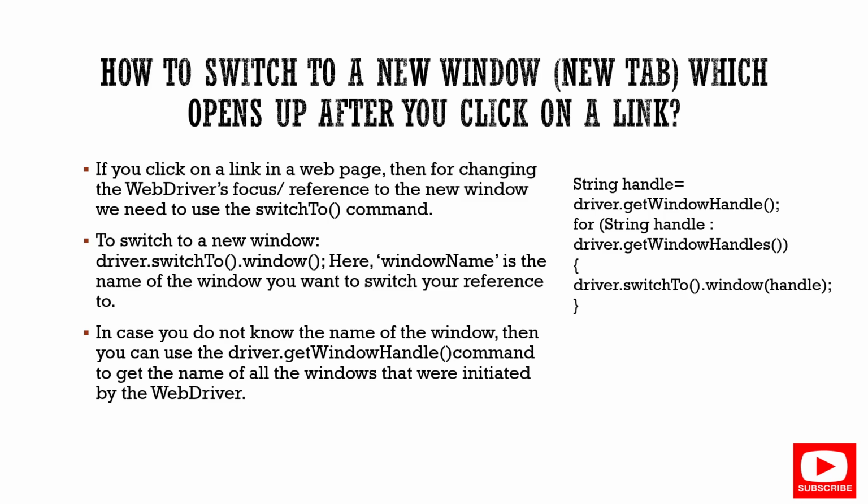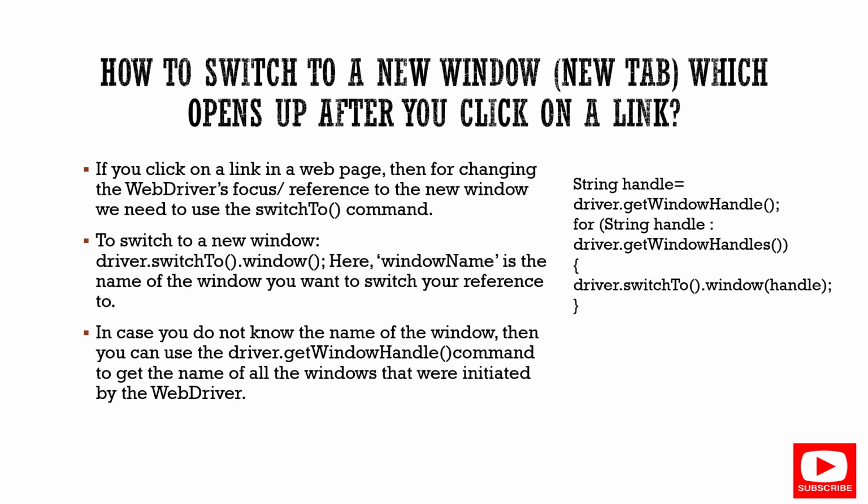How to switch to a new window which opens up after you click on a link? In some browsers, not Chrome, but if you do the same operation in IE or Firefox, when you click on a link, it will open in a new window. The control stays in the first window, the parent window, and won't go to the new window. So to switch between these two windows, you need to use window handles.